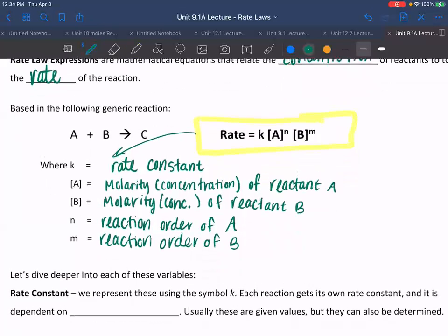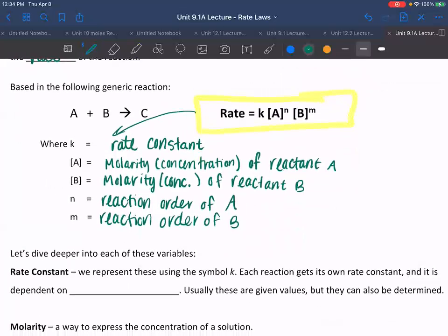So starting with the rate constant, we use letter K. You always see it as letter K. And each reaction gets its own constant associated with it, and it's dependent on temperature. So rate constants can be given values, but we also are going to be determining them using data, experimental data.